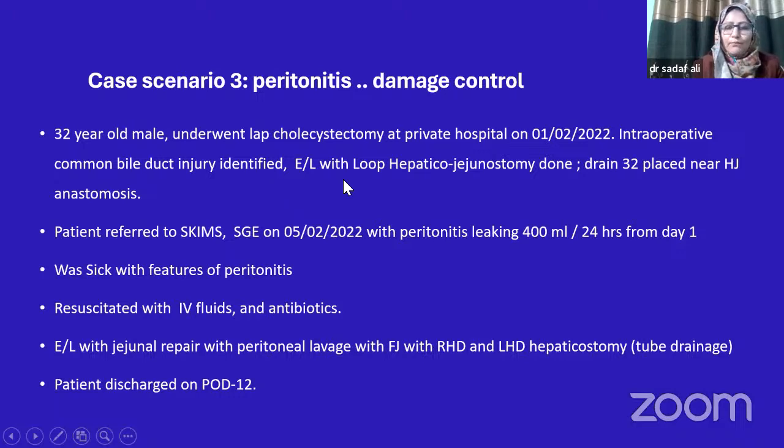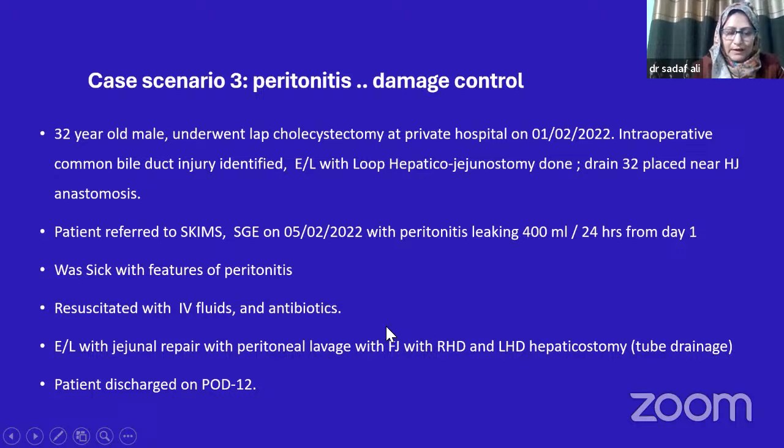Another scenario is a patient who presented with peritonitis to us. He was a 32-year-old male post-cholecystectomy. During laparoscopic cholecystectomy, they picked up the bile duct injury intraoperatively, consulted somebody, and under guidance did a loop hepaticojejunostomy, which seems not to be appropriate guidance. On the first post-op day, the patient had a lot of bile coming through the drain, which was a big drain placed. The patient was referred on the fourth post-op day in a sick situation with features of peritonitis and hypotension.